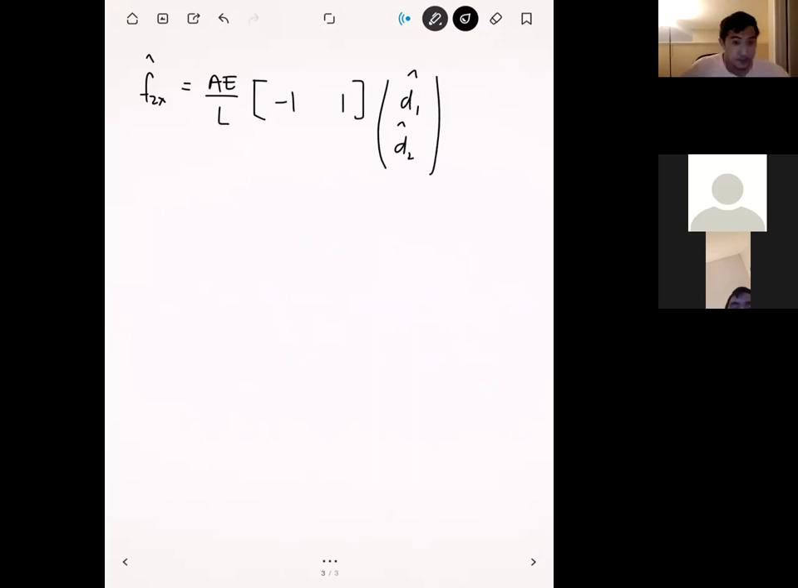All right. And so if we write out the equation for the bottom one, we end up with this. I'm just going to take just the bottom row of that matrix. And so this is going to be minus 1 and 1. And this is going to be times D1 hat, D2 hat.